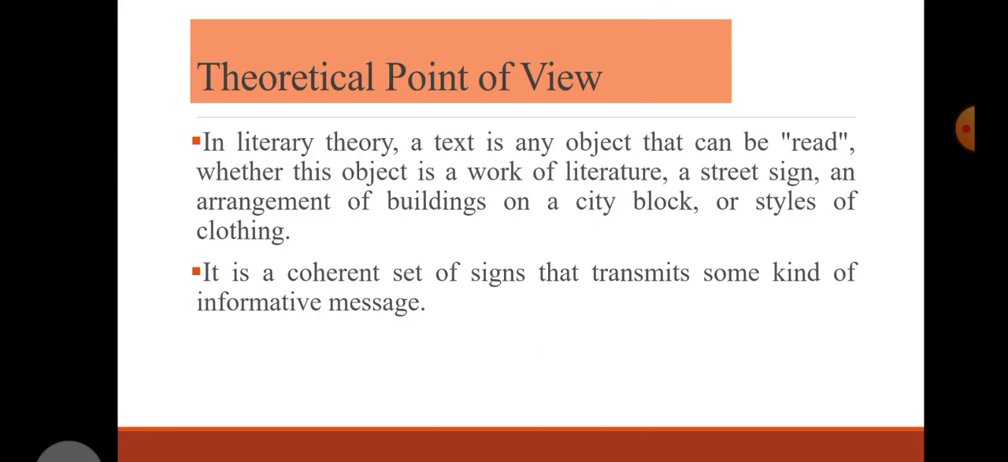They are called text. Any street sign, number of a street, name of a street, like many streets are named after famous persons, and the arrangement of buildings on a city block, like block A, B, and C, or Z, and then block 1, 2, 3. All these are read as a text. Or styles of clothing, brand names, as well as the styles which are being introduced and their description. So, literary theory describes the word text as any object that can be read.